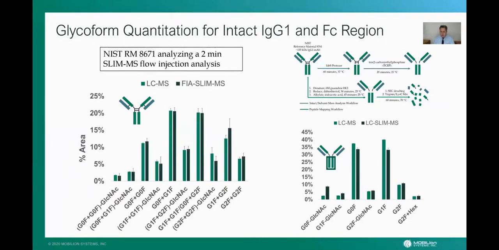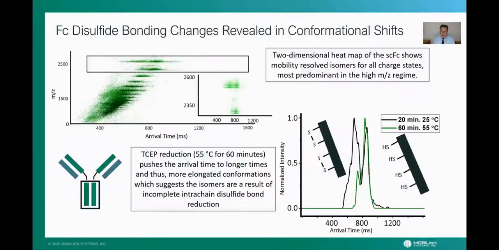You can see the results here comparing straight LCMS without ion mobility together with the addition of ion mobility. Now, let's take a look at what that ion mobility can do, and let's look at this Fc region for just a minute. You can see some of the raw data on the left here in a two-dimensional plot. What we're going to do is pull a spectrum off of that, look at the arrival time here in milliseconds, and look at the Fc region at two different time points during the reduction, one at 20 minutes and one at 60 minutes.